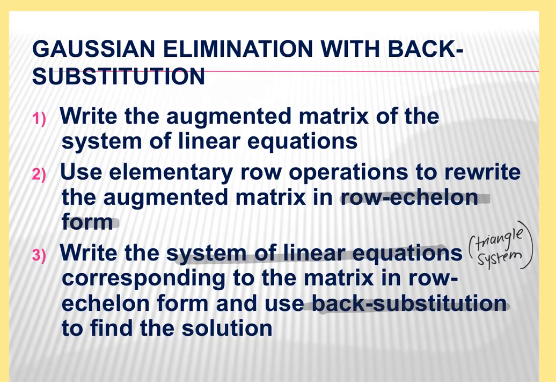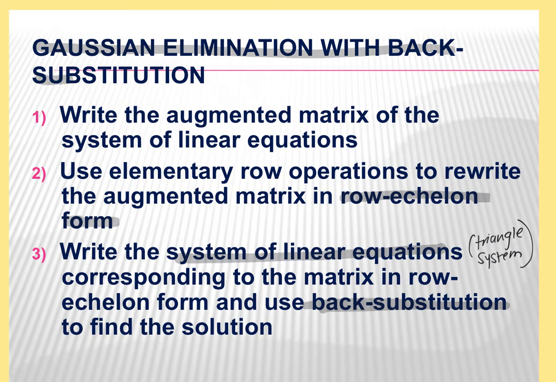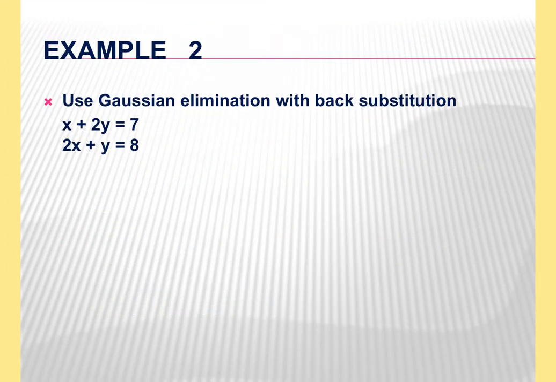But the name of this is Gaussian elimination with back substitution. So the test is going to say, take this system and solve it using Gaussian elimination with back substitution. And that's what it means. And then the second method is called Gauss-Jordan, which is the reduced row echelon. All right, so we're going to do it with a 2 variable first.